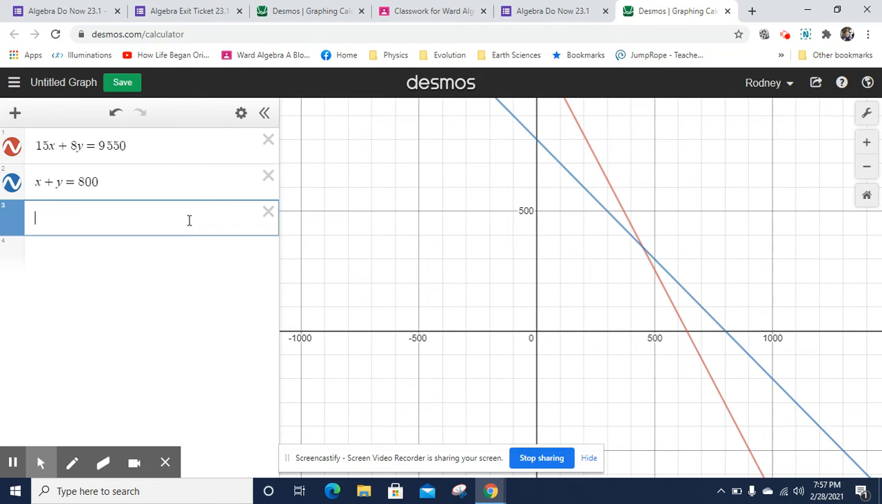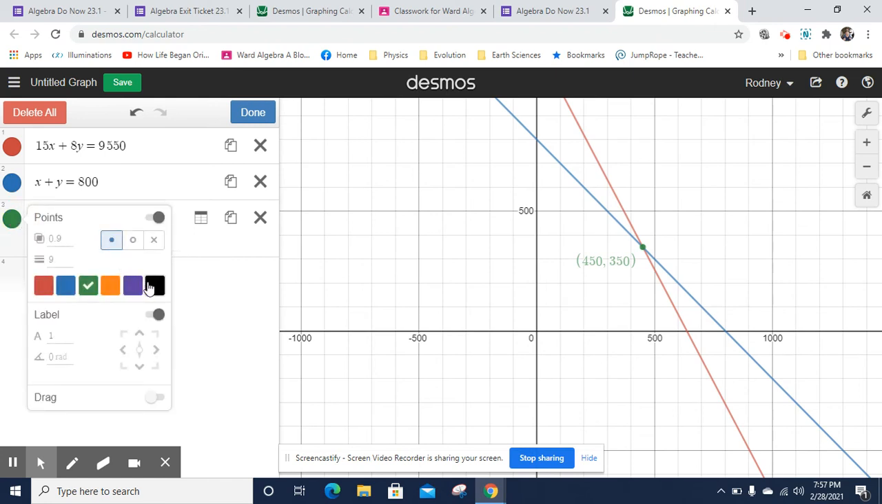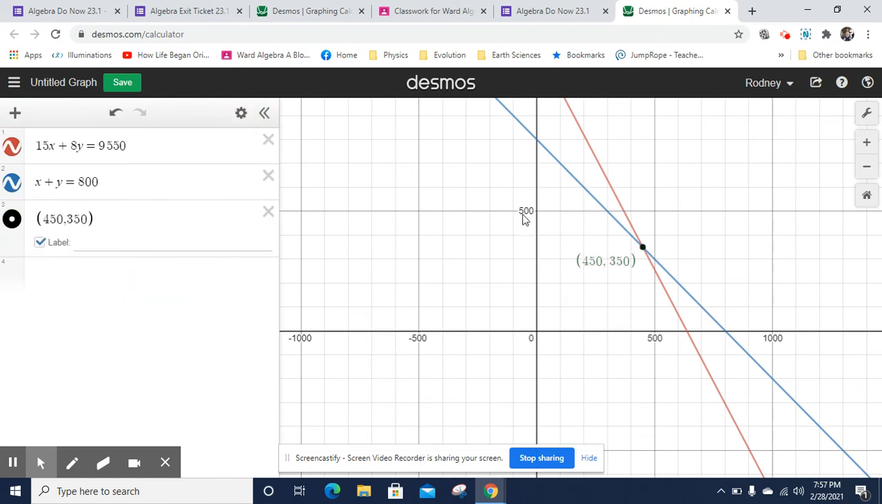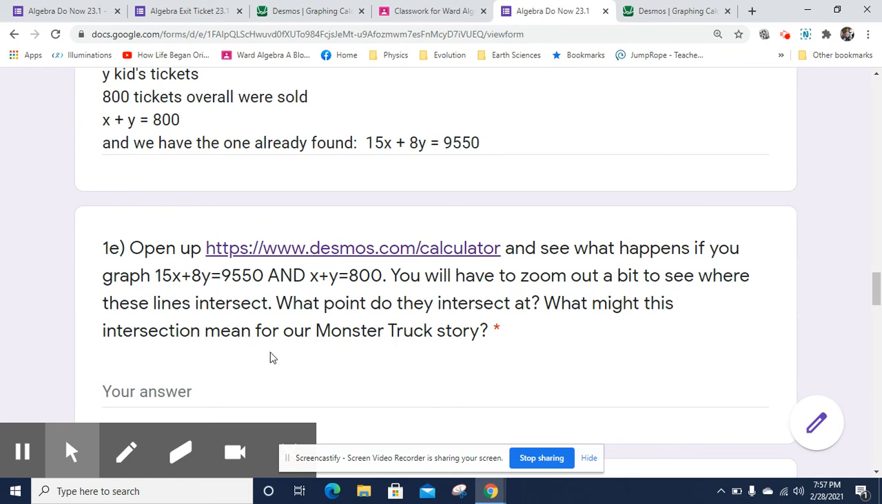To make a point, you just type parentheses, the x value, a comma, and then the y value. If you want, you can click label and it'll show it on here. There are other fancy things you can do, like change the color. I can change that to black, and there we go, a point at 450, 350. So what point do they intersect at? They intersect at 450, 350. 450 is the x value, and 350 is the y value.